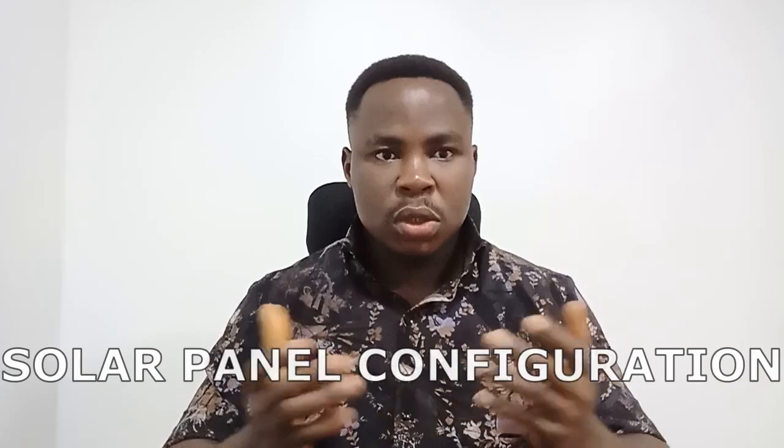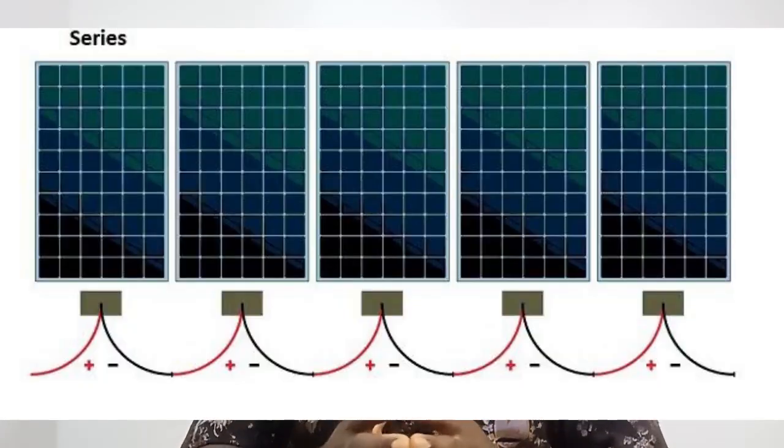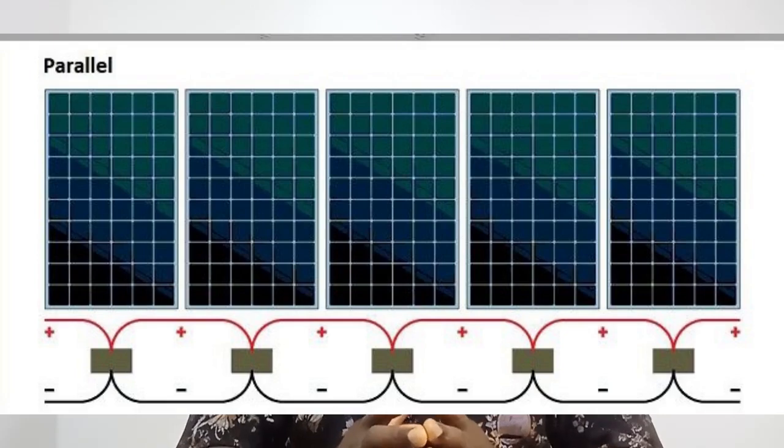Number two is solar panel configuration. A high voltage charge controller has long strings, which means more series connections and fewer parallel connections. But a low voltage charge controller has shorter strings, which means fewer panels in series and more parallel connections.